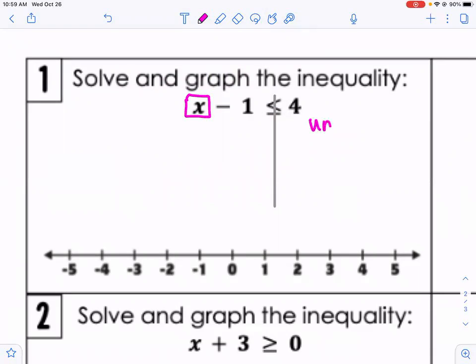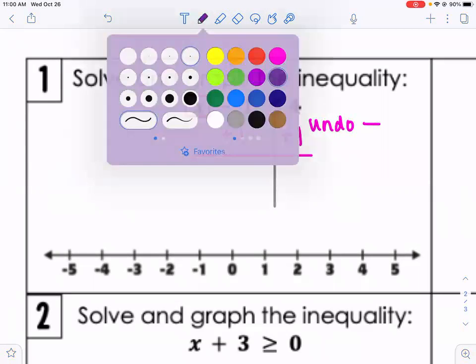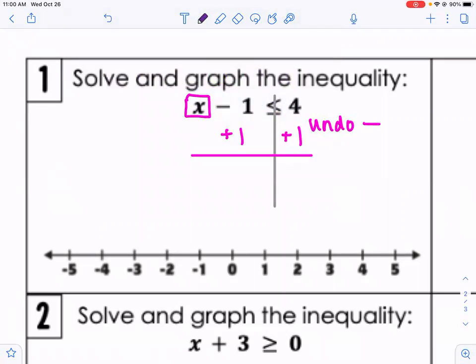Thanks, Brady. We need to undo subtraction, by adding 1 to both sides. Okay. Brady, do these cancel out? Is -1 plus 1, do these cancel? Okay, that's good. And we're left with X, and the sign is going to stay the same, less than or equal to.